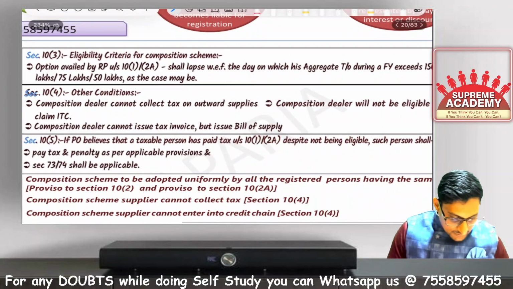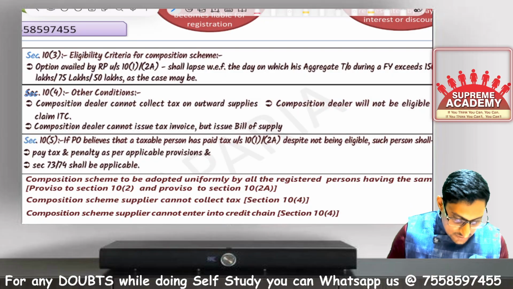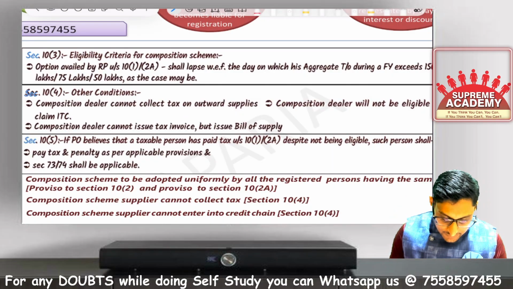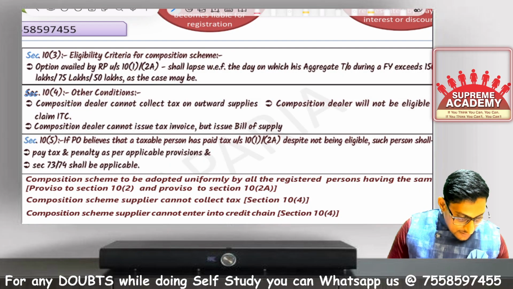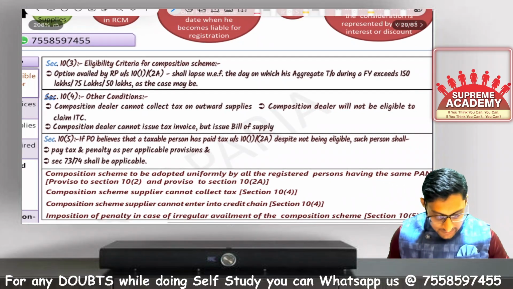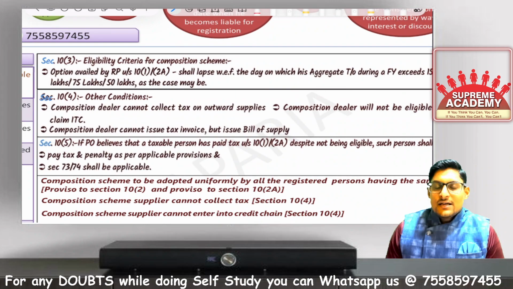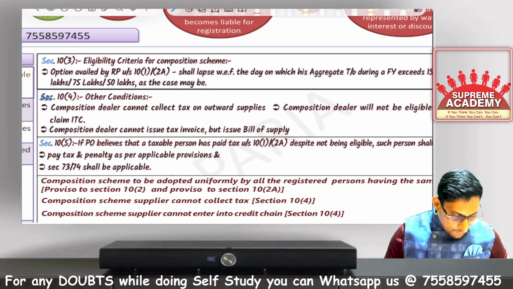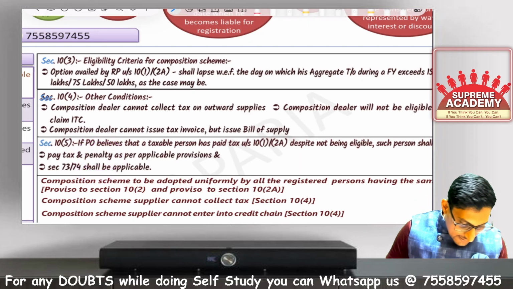Section 10.4, other conditions. A composition dealer cannot collect tax on outward supplies. A composition dealer is not eligible to claim ITC. No ITC will be given. And a composition dealer cannot issue a tax invoice. No tax invoice. What can he issue? Only a bill of supply. And if any provisions are violated, through fraud or any other cases, say you have crossed the limit and still you are paying tax under the composition scheme, and the proper officer catches that, penalty provisions will be attracted. Yes, that is section 10.5.